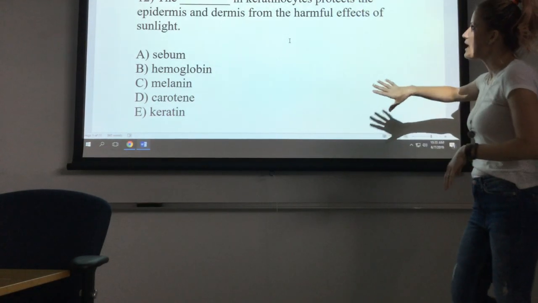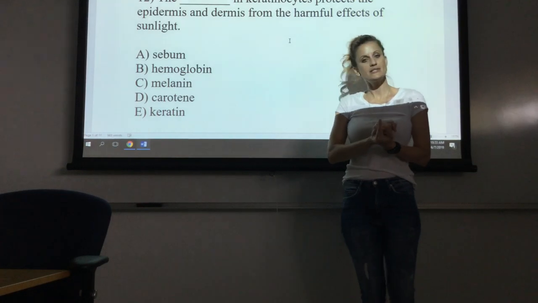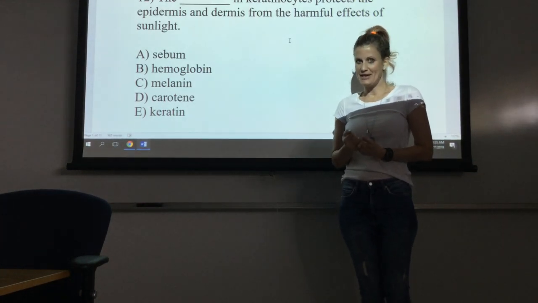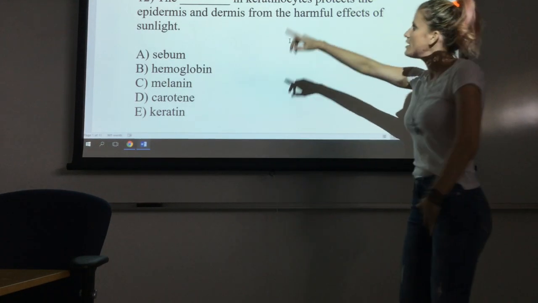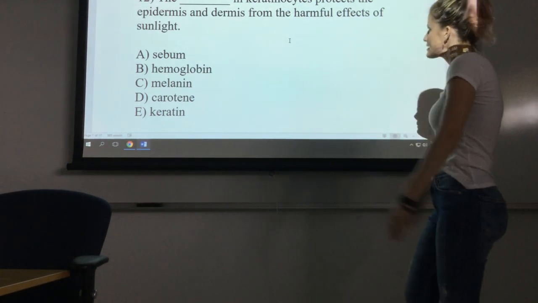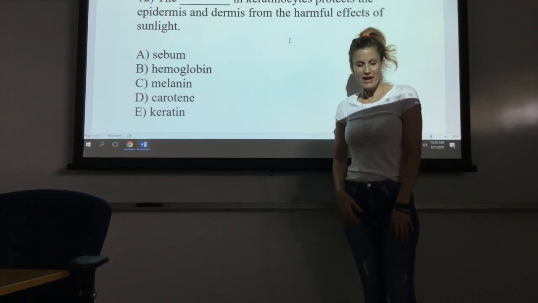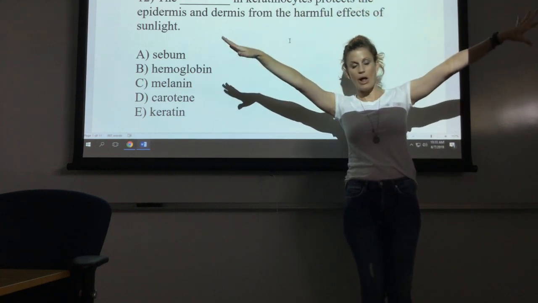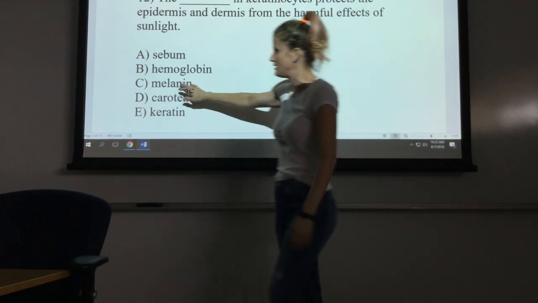We have a pigment present in our skin that protects from UV radiation. And remember we said that pigment was melanin, and it's produced by melanocytes. Okay, so the melanin in keratinocytes protects from the harmful effects of sunlight, or we could say protects from UV radiation. Right? Melanocytes make melanin and then they release it and it spreads throughout the keratinocytes and protects from the radiation from the sun. Okay, so the answer is melanin.